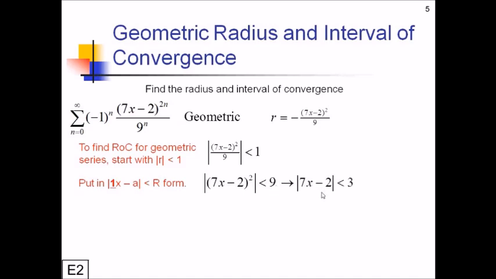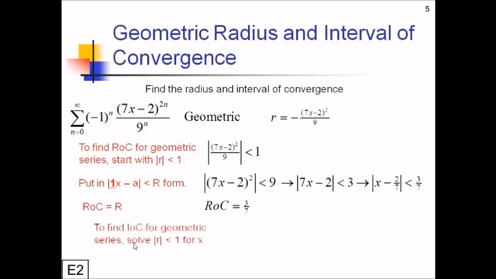Next, we're going to just get the x here to have a 1 next to it. To do that, we have to divide everything by 7. So I'll have absolute value of x minus 2 over 7 less than 3 over 7, and I'm keeping the absolute value around. At this point, now that I've got this in 1x minus a less than r form, the radius of convergence is just going to be the r value, whatever's on the other side of the absolute value, which in this case is 3 over 7.